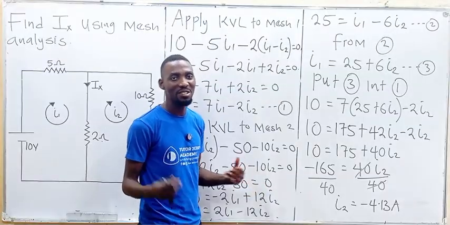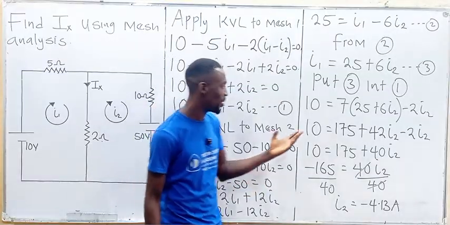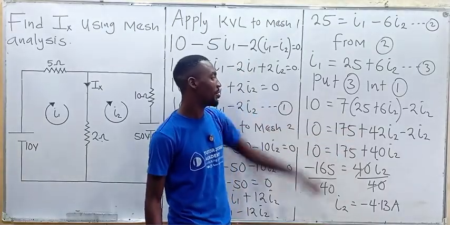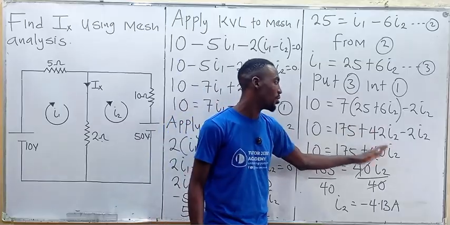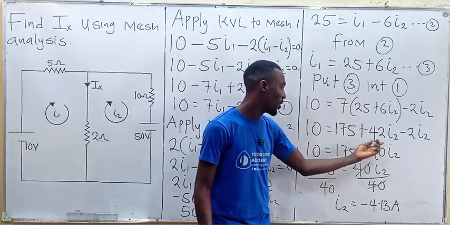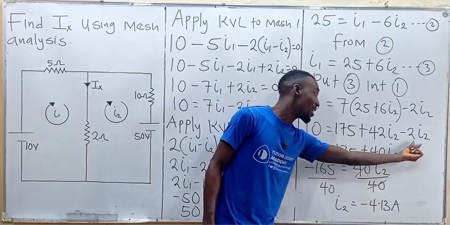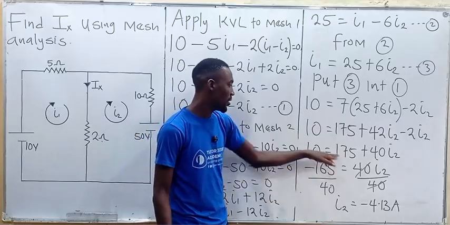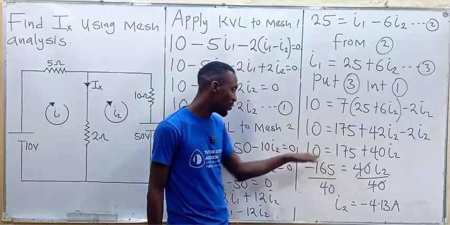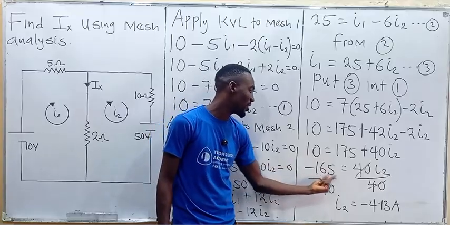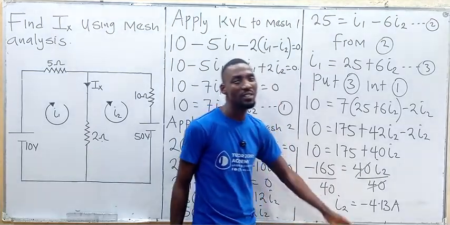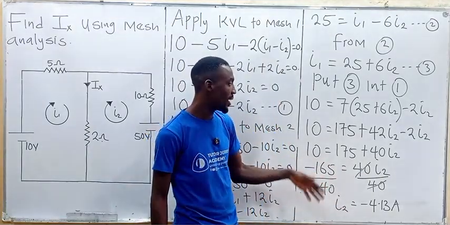Sorry, I just discovered that my mic is off, so I'll just explain again. All right, so 7 times 25 is 175. 7 times 6 is 42, right? So 42 I2 minus I2 is going to give us 40. And if you collect like terms, 10 minus 175, we move 175 to this side, we are going to have negative 165. So we divide both sides by 40. Then the value of I2 is minus 4.13.